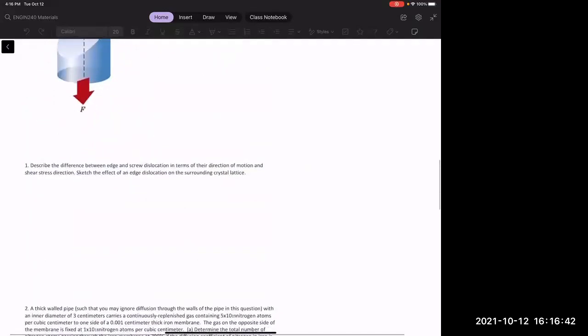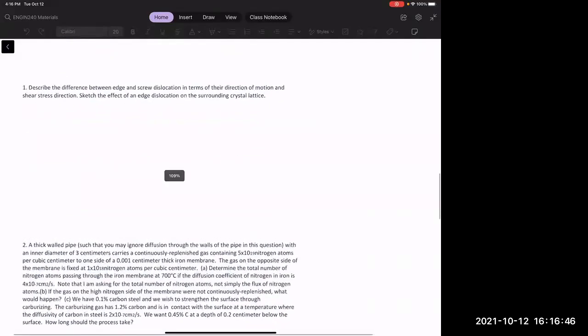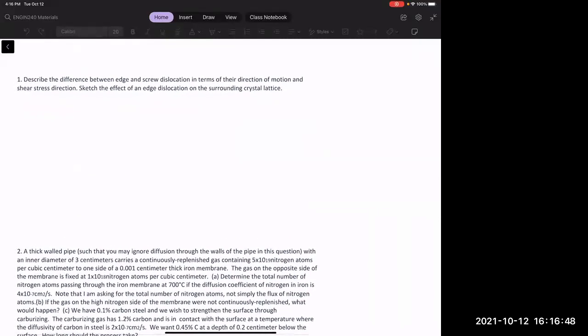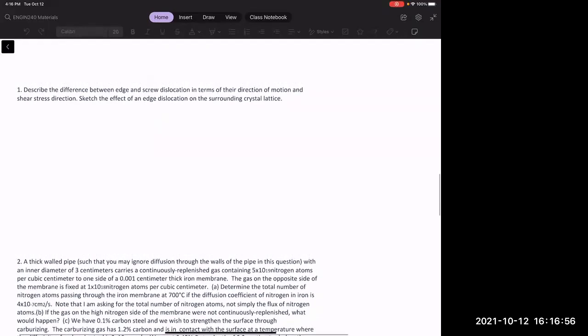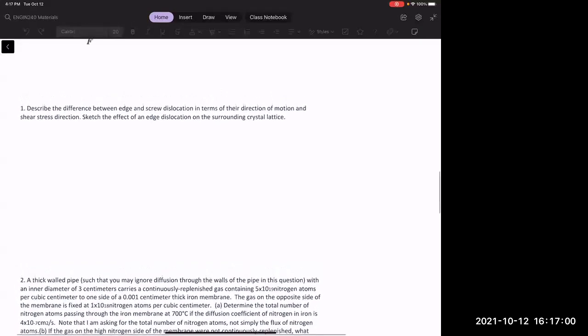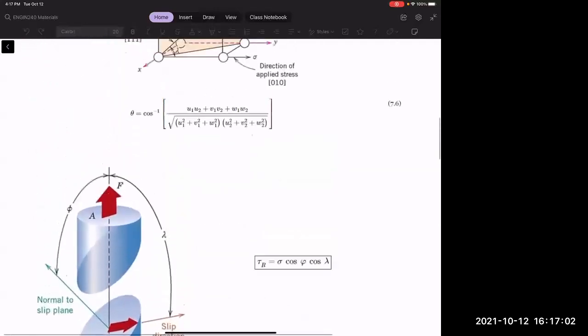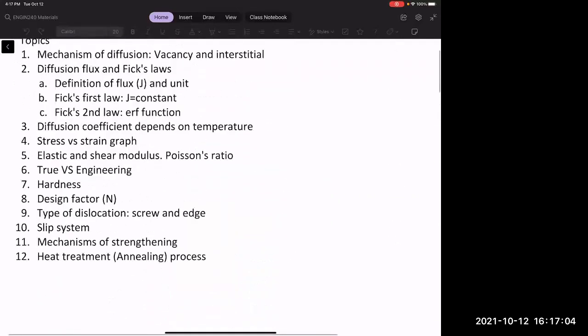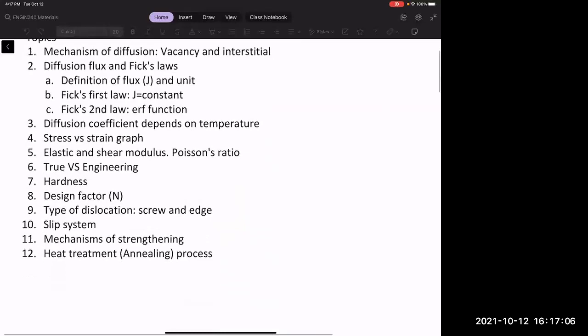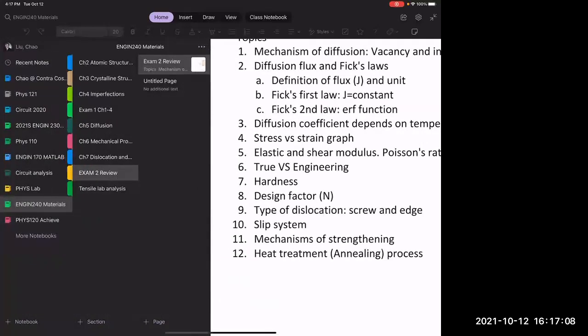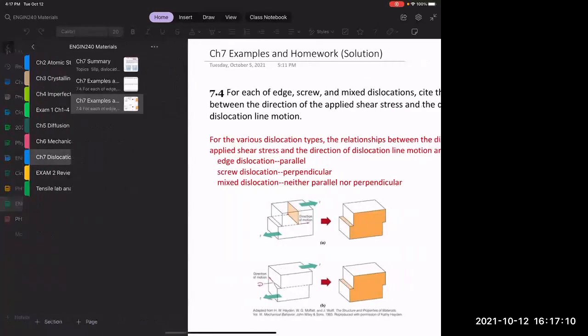Oh, it's right here. Okay, so here is a simple question. The first question asks about the difference between the edge and screw dislocation in terms of the direction of motion and the shear stress direction, and you sketch the effect of the edge dislocation on the surrounding crystal lattice. All these answers are in your textbook. Let me open the page about dislocations.